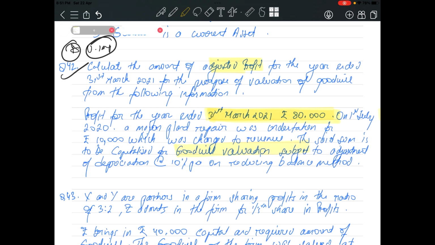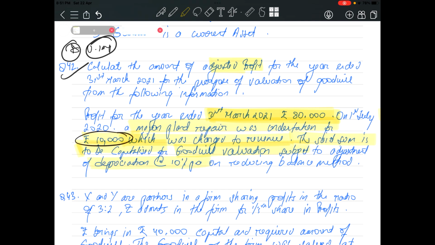For goodwill valuation. Now a major planned repair was undertaken for 10,000, which was charged to revenue. We had debited this amount to P&L. Now what does the question want us to do? The question wants us to take this 10,000 as capital expenditure. If there is a capital expense, this 10,000 will go to the machinery account, not the P&L account, but subject to depreciation of 10%.